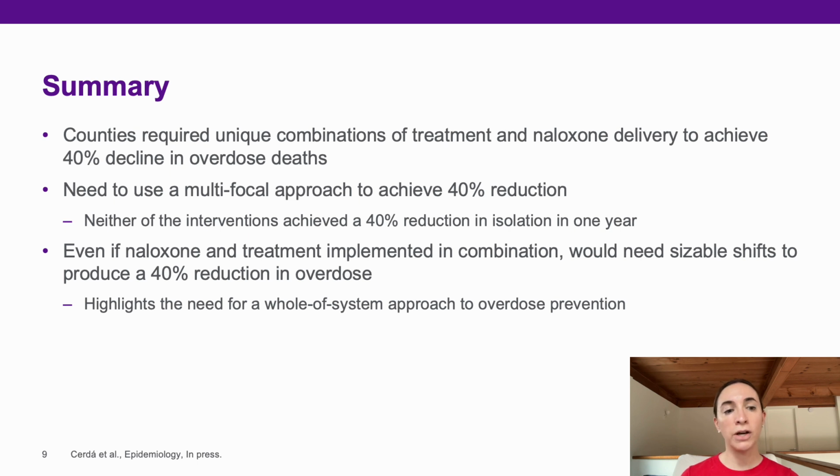But further than that, we also found that even if naloxone and treatment were implemented in combination, one would need sizable shifts in investment in both in order to achieve the target, which really calls for a whole-of-system approach to overdose prevention.